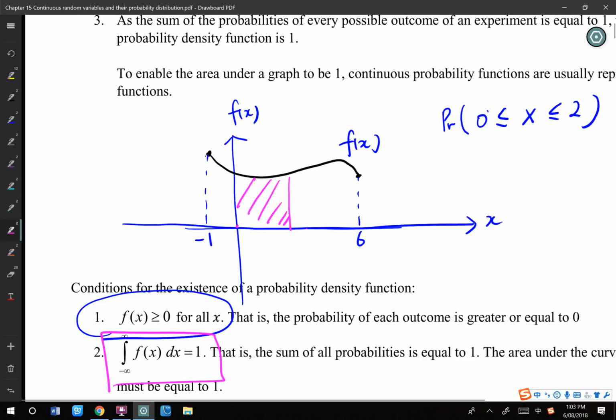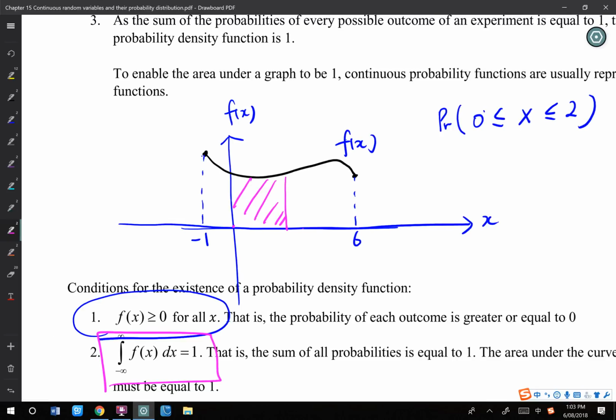Also, everything must be above the x-axis because I don't have negative area. All the probability needs to be between 0 and 1. So everything needs to be above the x-axis, not below it. I don't have negative probability. If the area is under the x-axis, that means I have negative probability. That's not true. So therefore, two requirements.